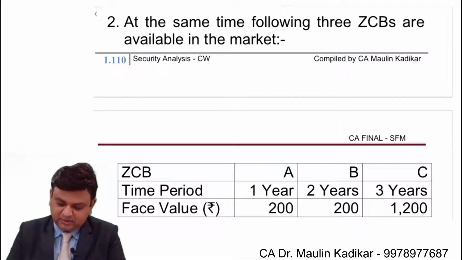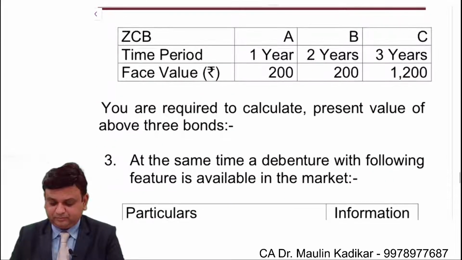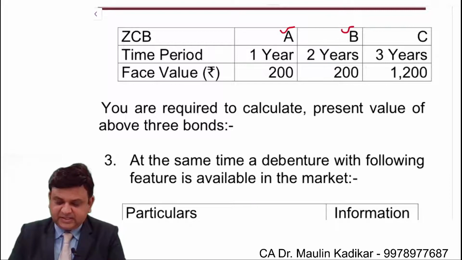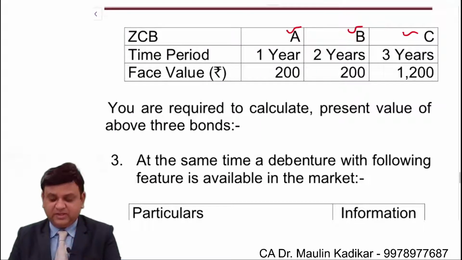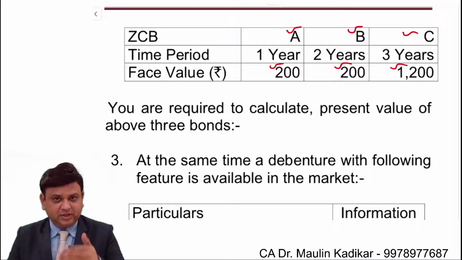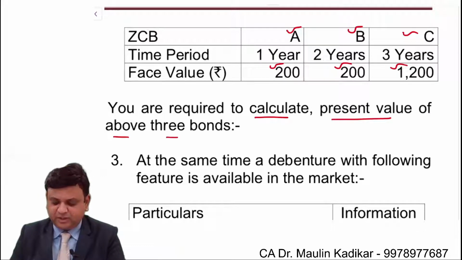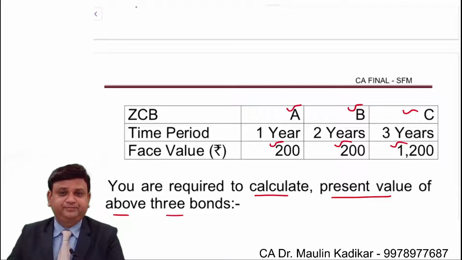Second question. At the same time, the following 3 zero coupon bonds are available in the market. A, B and C, 3 zero coupon bonds have been given. As far as the first zero coupon bond is concerned, it has the redemption value and the face value as 200. For the second it is 200, and for the third year it is 1200. You are required to calculate the present value of the above 3 bonds. That is the question. Try to answer on your own.